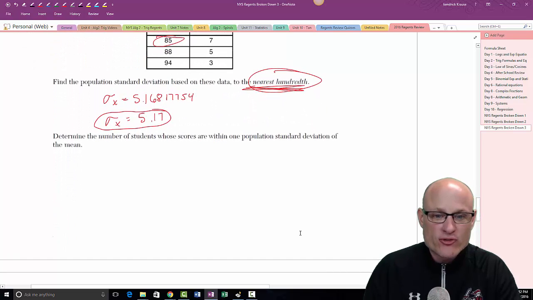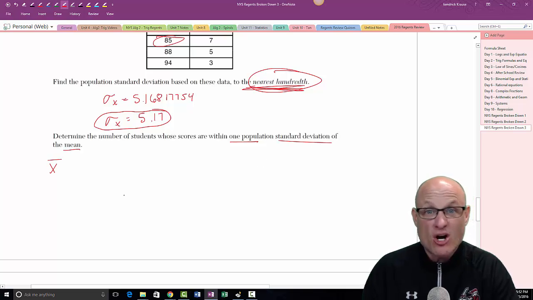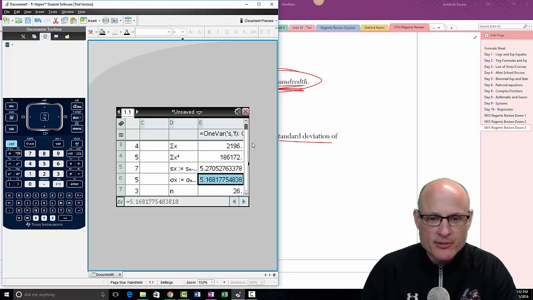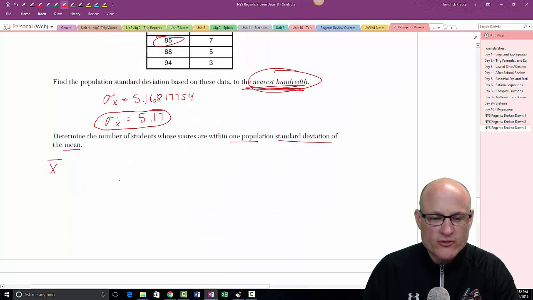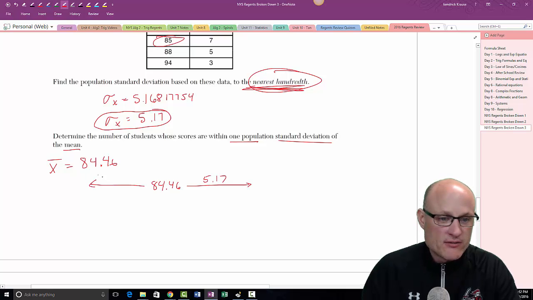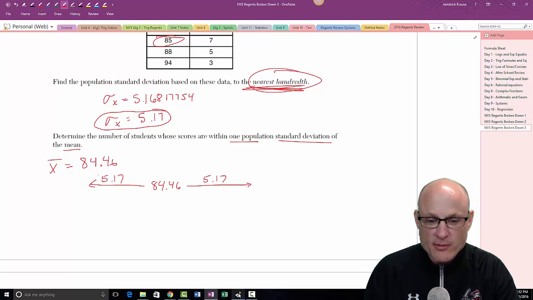Now we have to determine the number of students that are within one population standard deviation of the mean. So I also have to get X bar off my calculator. So I'll come back up here. X bar is 84, and they round to the hundredths, so we'll round to the hundredths: 84.46. So in order to figure out standard deviations, I have to take 84.46, and go this way, 5.17, and go this way, 5.17. Let me go do that on my calculator.